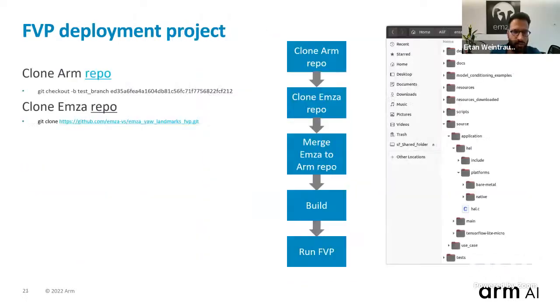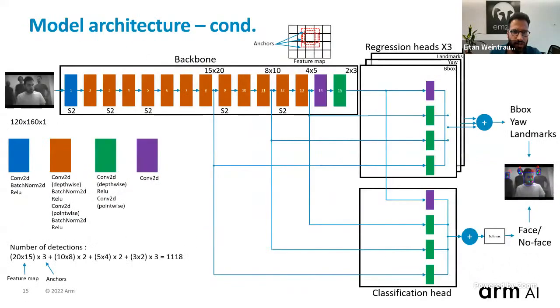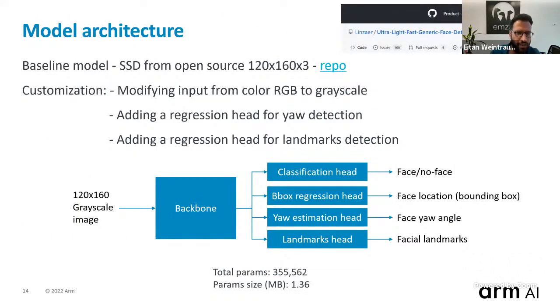Actually, yes. Let me go back to the slide. So here you see, the baseline model was just the classification and the regression for the bounding box. We added the yaw estimation and the landmark head. So you can add additional heads. The only issue is that you need to annotate the data for the training. But if you have the annotation, let's say the masks, then you can do another classification head for mask, no mask. Amazing. Yeah, thank you for that.